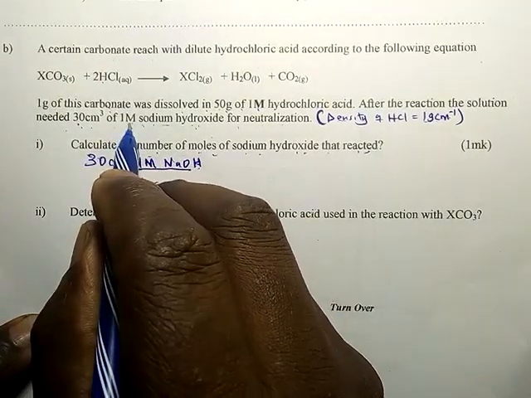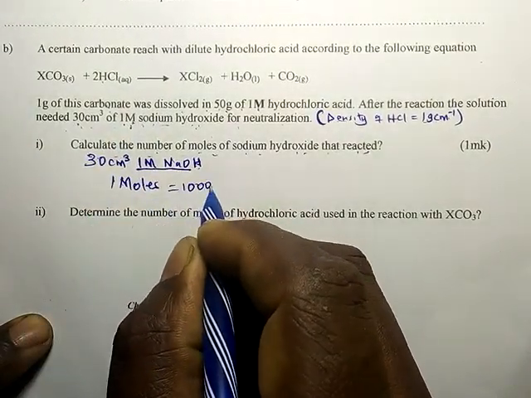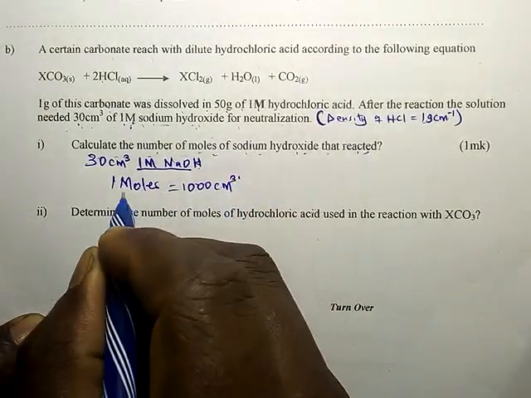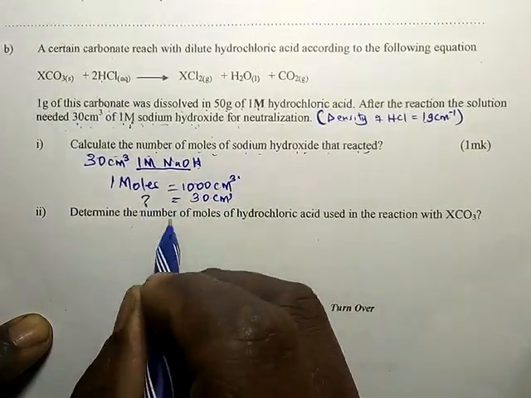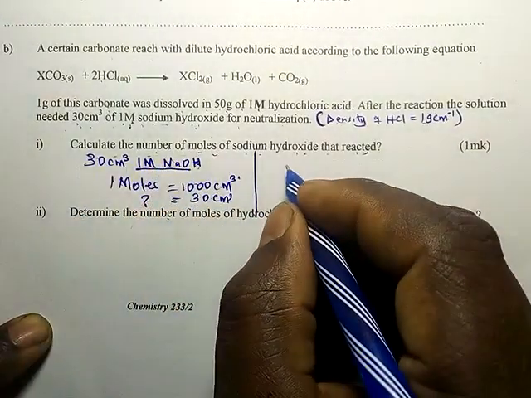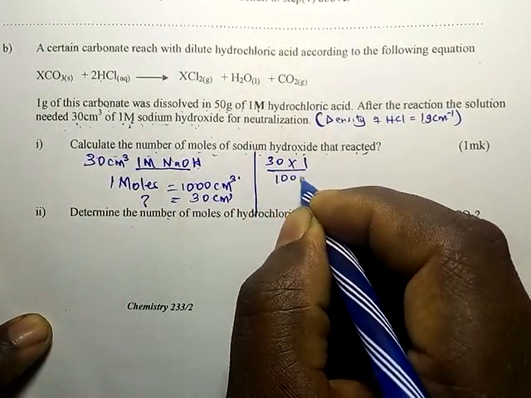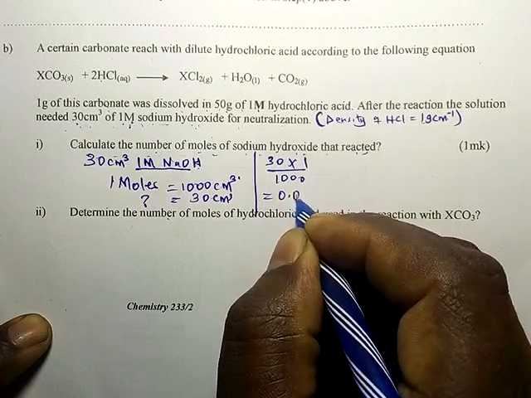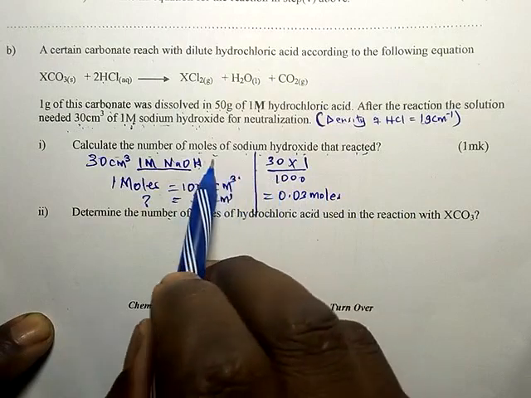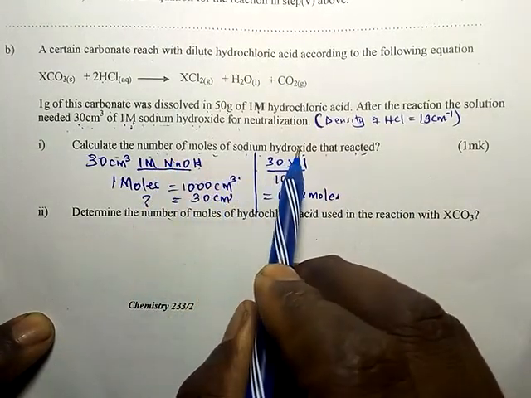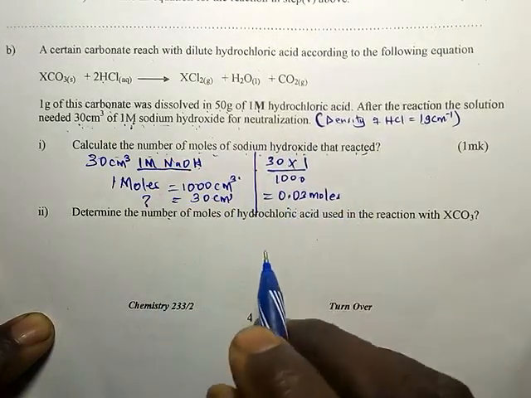Molarity is the number of moles in 1 liter. So it means that this one is in 1,000 centimeters cube. We will find out that 30 centimeters cube will contain how many moles, because that's what we want to calculate. So that is 30 times 1, we divide by 1,000, and that one will give us 0.03 moles. So the number of moles of sodium hydroxide that reacted with excess HCl is 0.03. It is very important to know that.